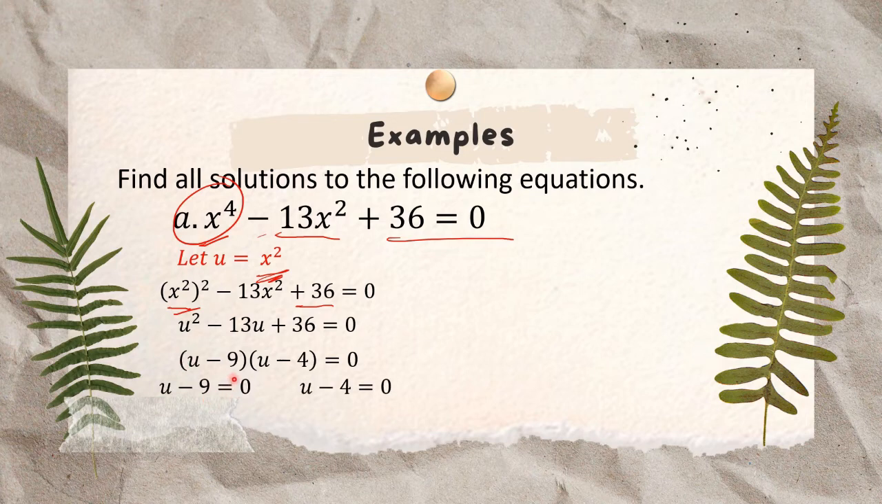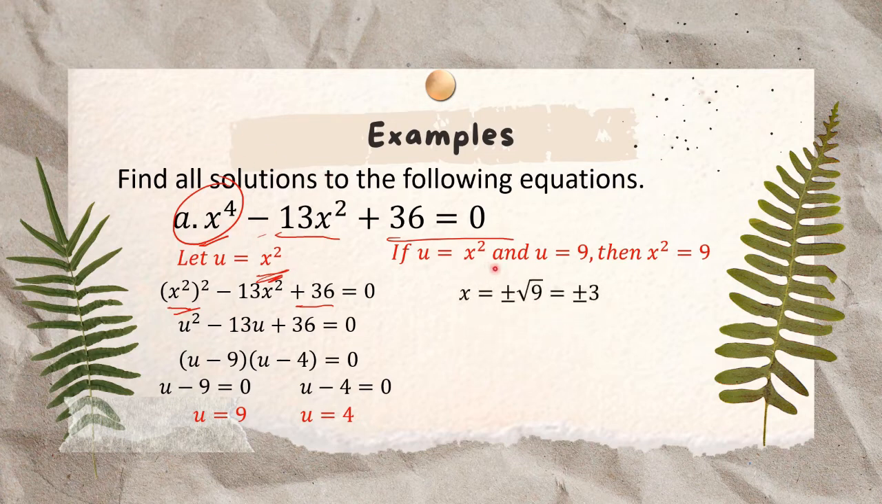Then, equate each factor to 0. u minus 9 is equal to 0. Then, u minus 4 is equal to 0. After that, we solve for the values of u. We have u is equal to 9 and u is equal to 4. Then, after getting the values of u, we're going to substitute this to the value of u here to find the value of x in this equation.